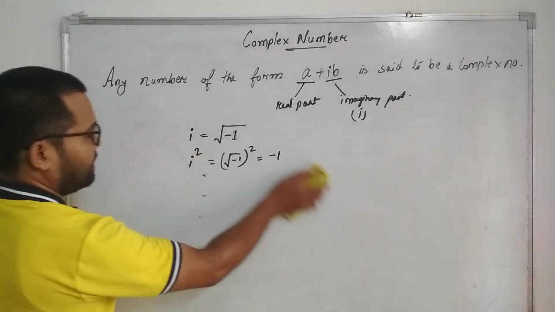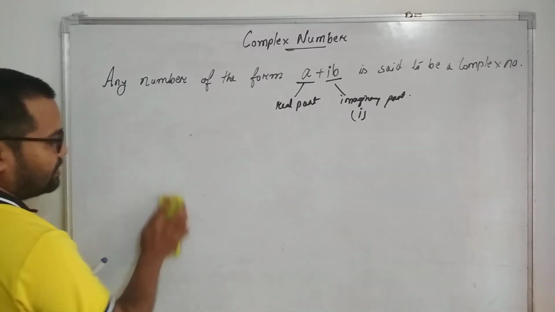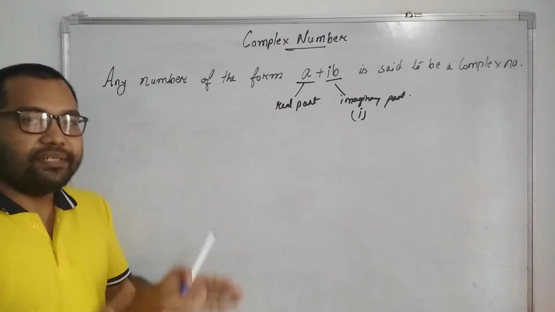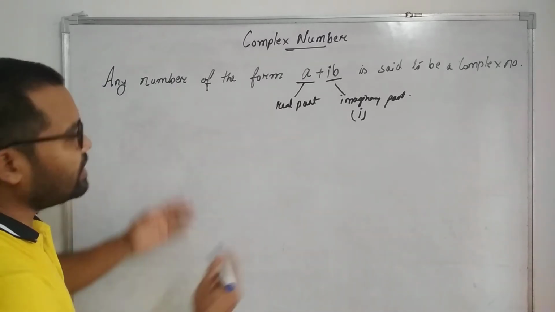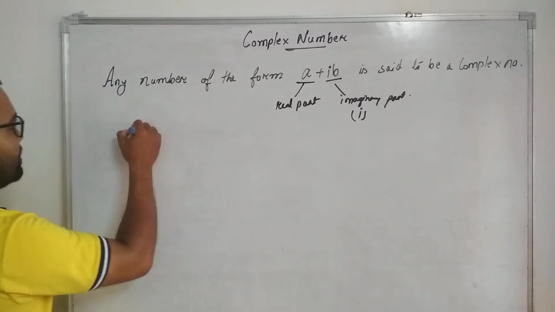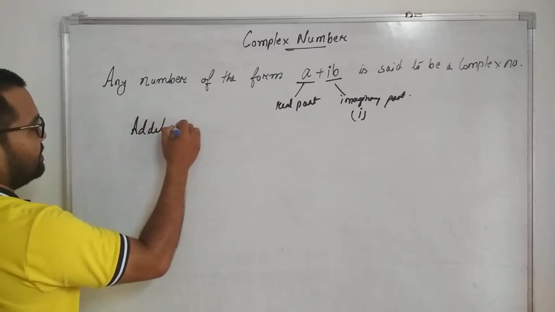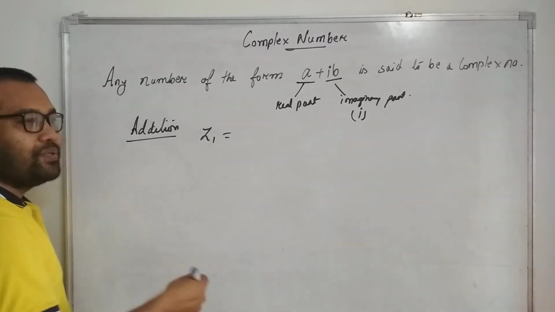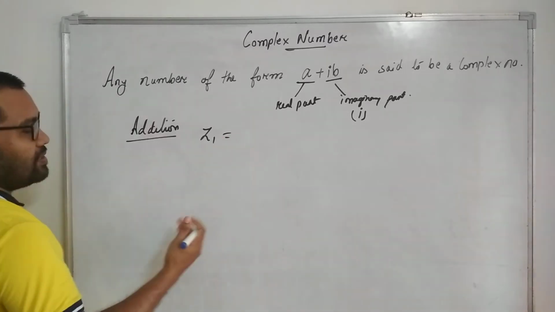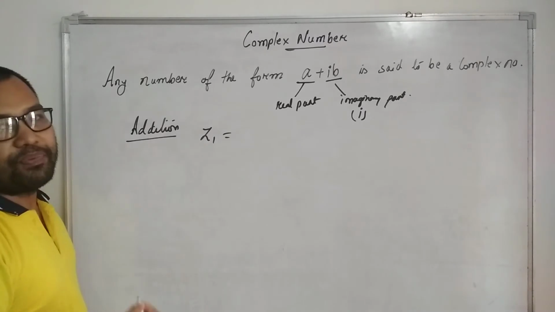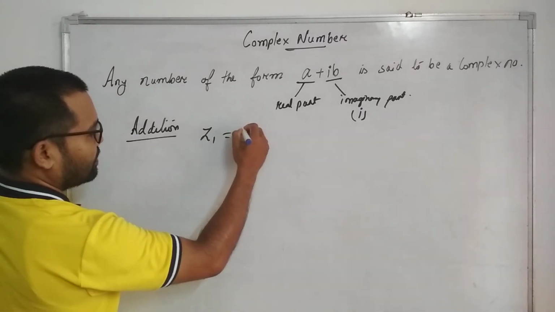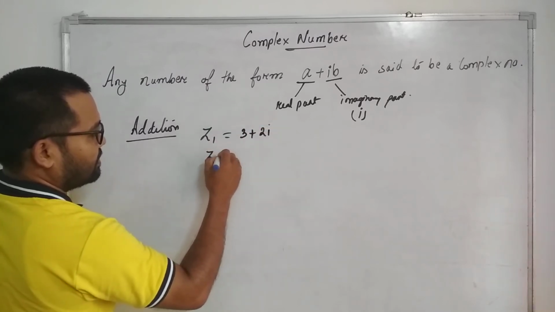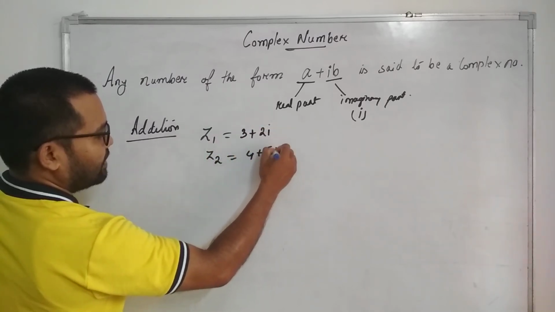Now we know what a complex number is. Now we will see addition, subtraction, multiplication and division of complex numbers. First we will see addition. I am taking two complex numbers. A complex number is always named with either z1, z2, any name you can give, but z we generally prefer. z1 equals 3 plus 2i, z2 equals 4 plus 5i.